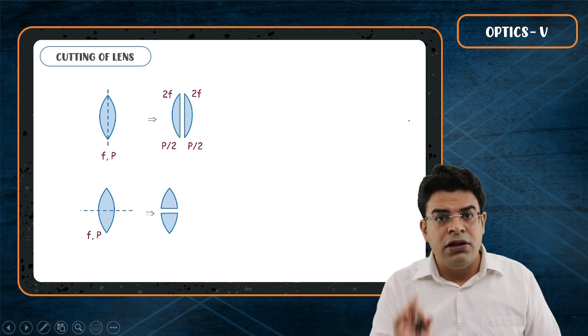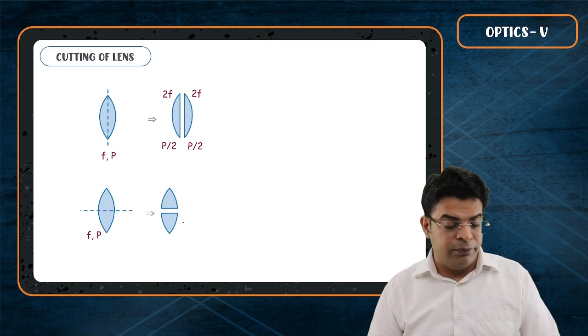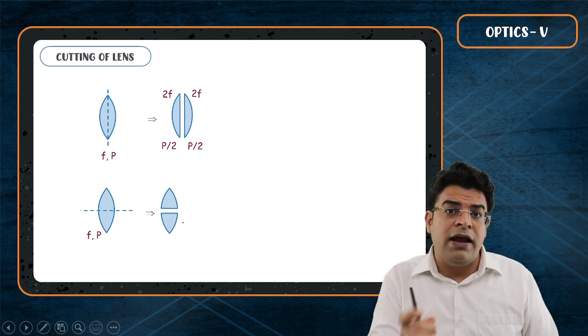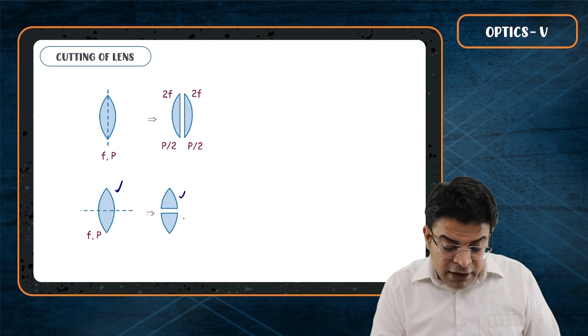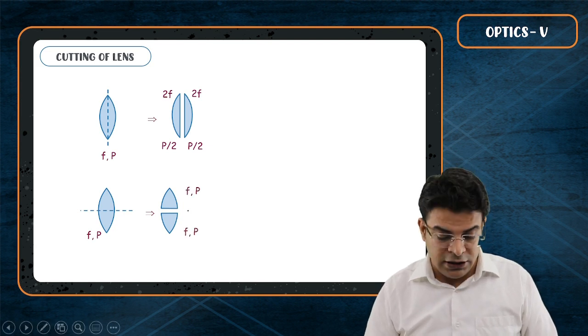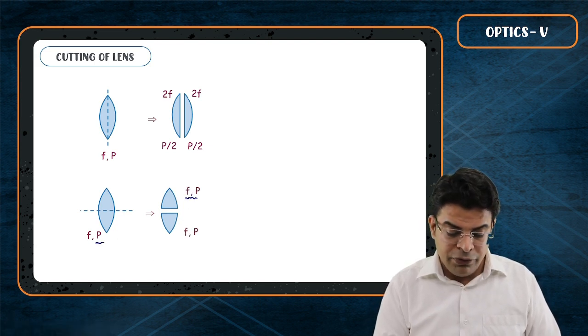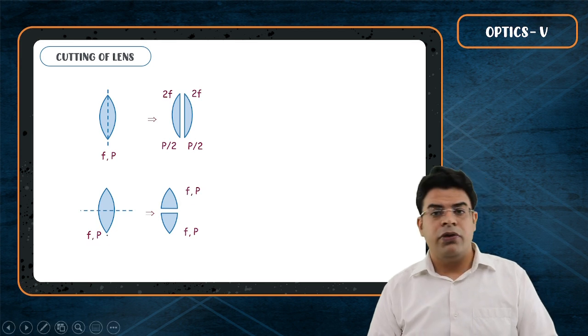That's why the power of both of them will be the same. As both of them will have the same power as the original lens, both of them will have the same focal length as the original lens. So the power will be the same P and the focal length will be the same f.